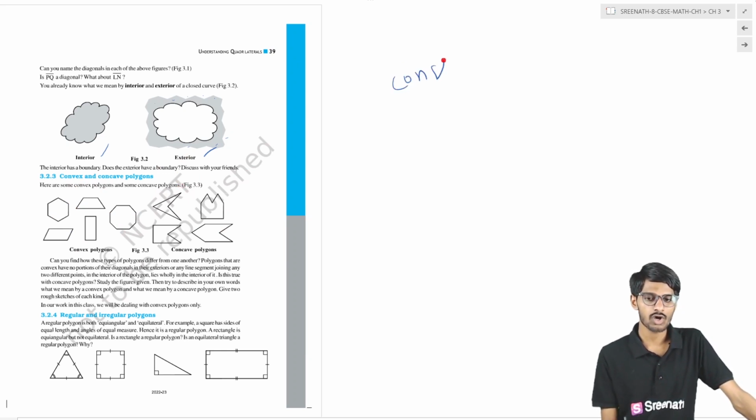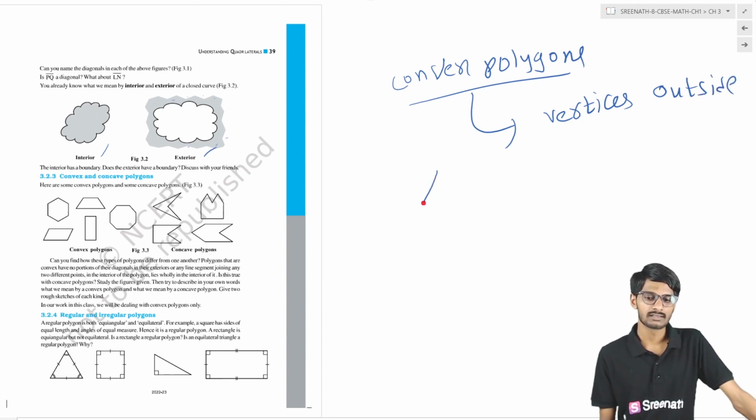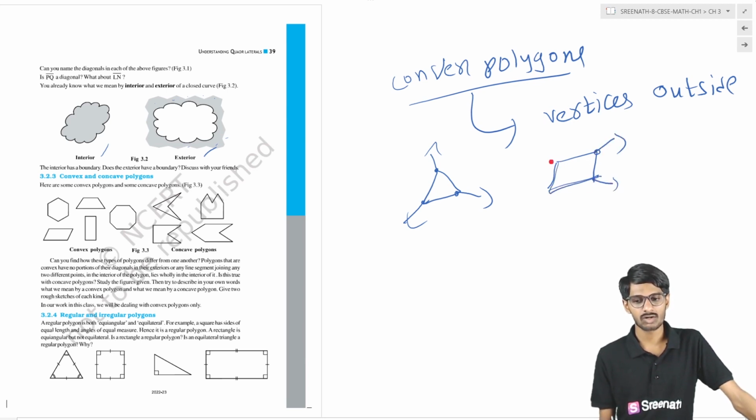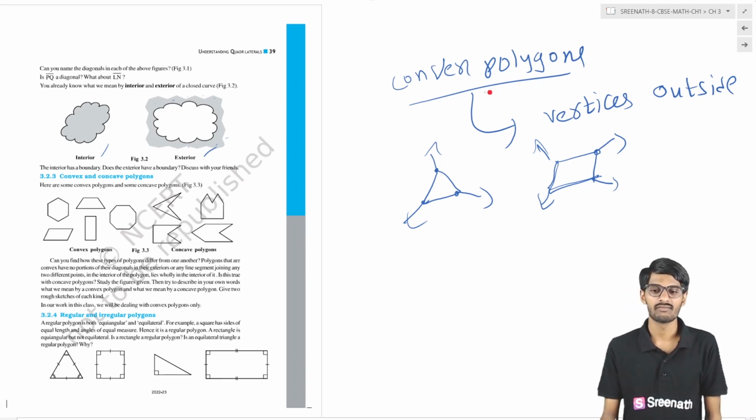So basically in this chapter we are going to discuss this type of polygons only. These types of polygons have vertices outside. If you see the triangle, this vertex is coming outward, this vertex is coming outward, and in this parallelogram also, the vertices are coming outward. We can say convex polygons are those whose vertices or endpoints are bulging out. So all these are called convex polygons.